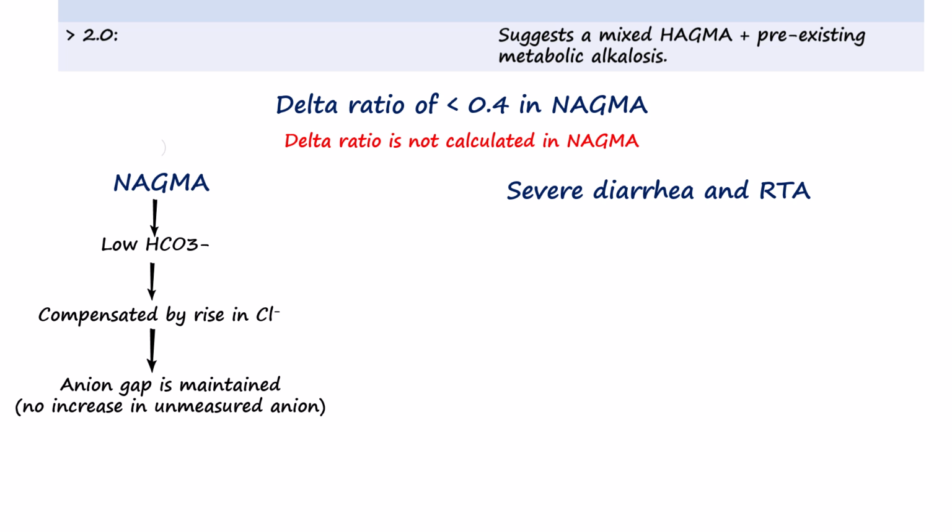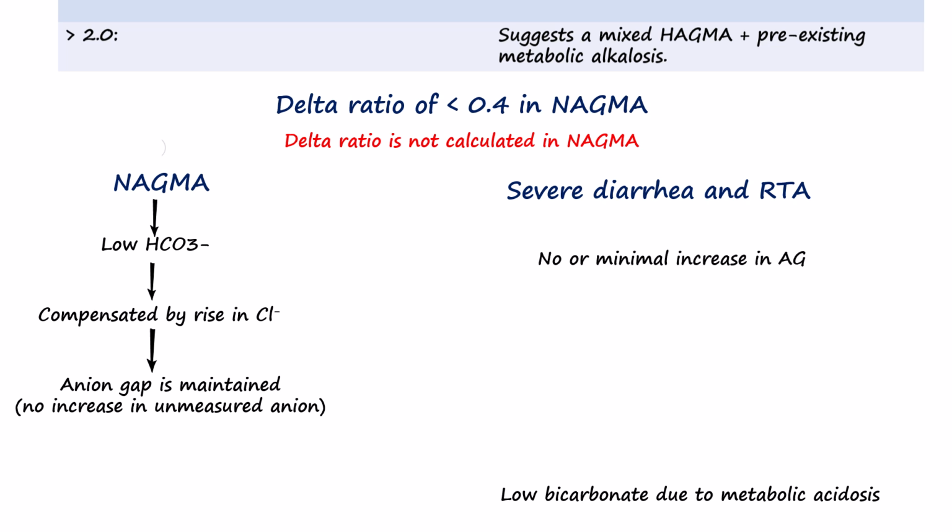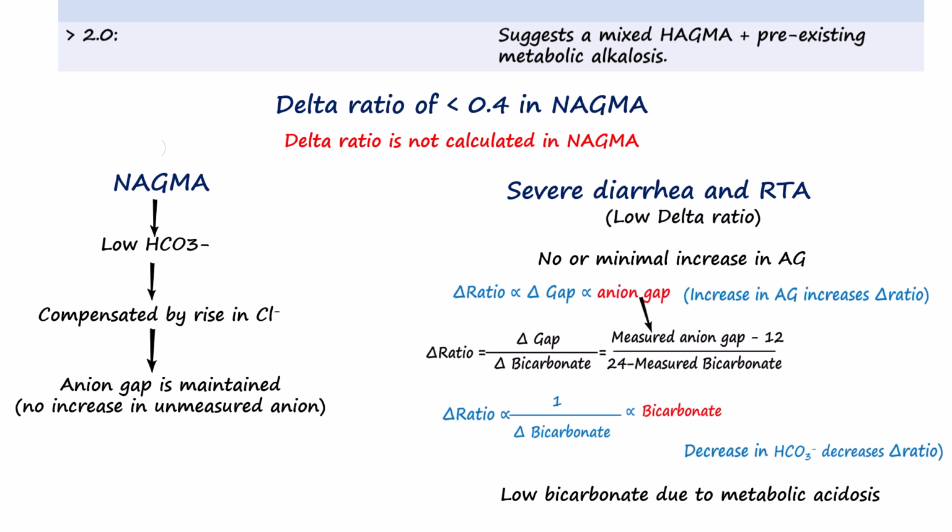In this condition, the loss of bicarbonate is not accompanied by a corresponding increase in unmeasured anions, but rather by chloride to maintain electrical neutrality. So the anion gap changes minimally while the bicarbonate drops significantly, resulting in a low delta ratio. I hope you can correlate how low bicarbonate and normal anion gap causes a low ratio from the relationship we discussed earlier.